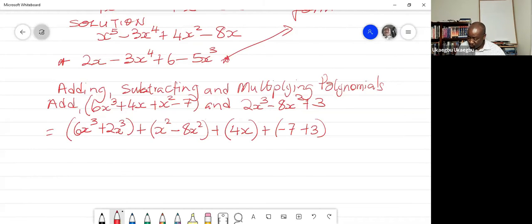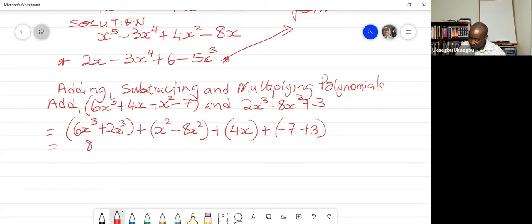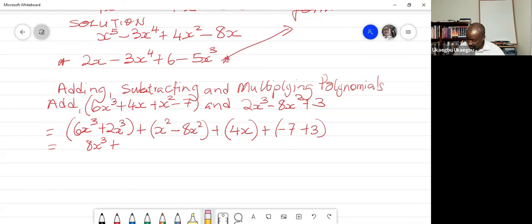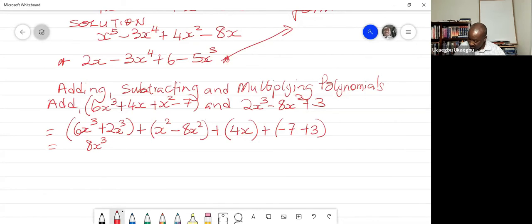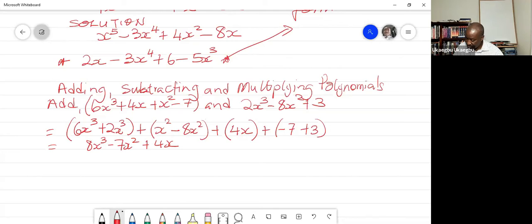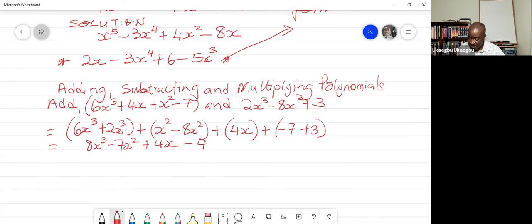So once we combine the first one, it gives us what? 8x cubed, 8x raised to power 3. And then this second one gives us what? Negative 7x squared. And then we just repeat our plus 4x. And then negative 7 plus 3 is negative 4. And that's as much as we can do. So we just added polynomials.